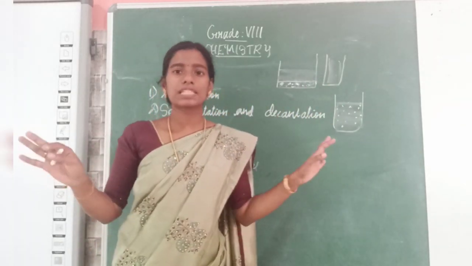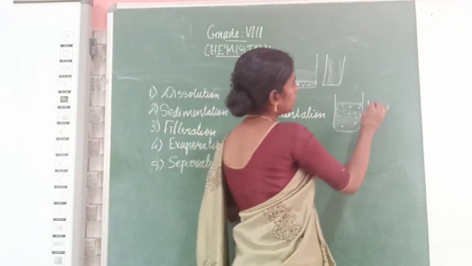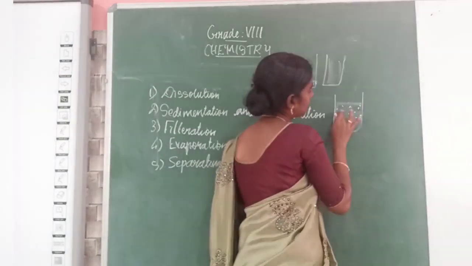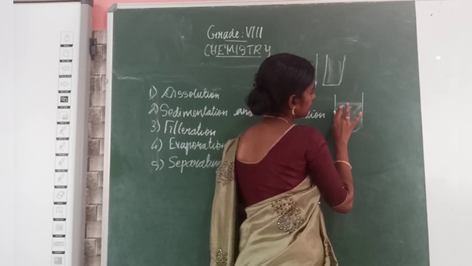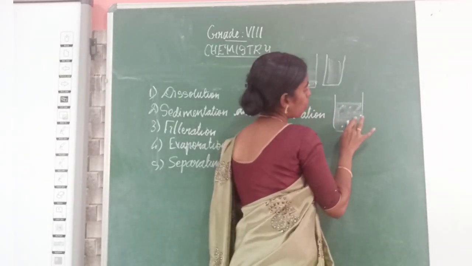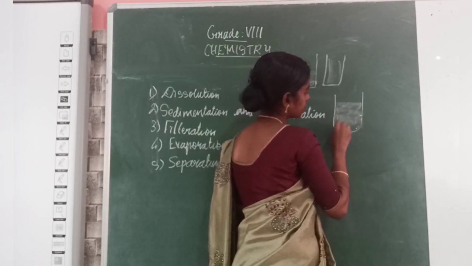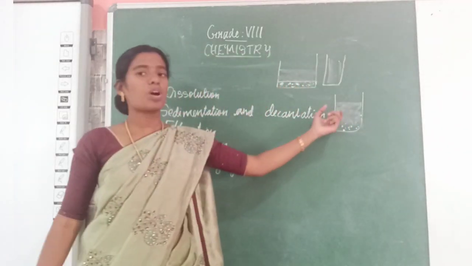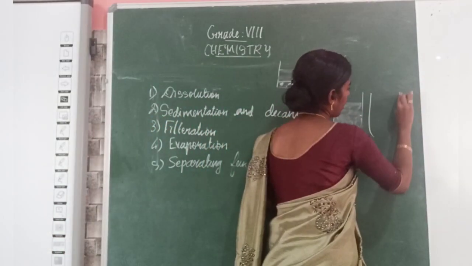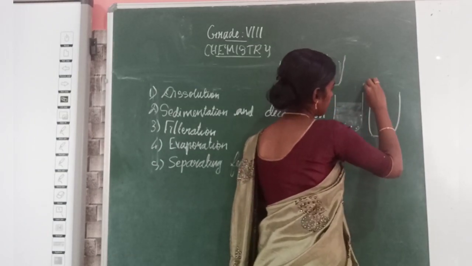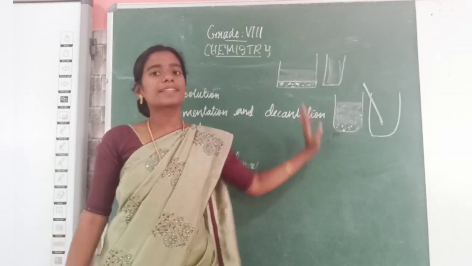You just don't disturb this mixture and keep it as it is for some time. What happens is, this chalk powder will start settling at the bottom. So all this chalk powder will settle down at the bottom, and the water will remain on the top. Now what you should do is separate this. This process is called sedimentation.